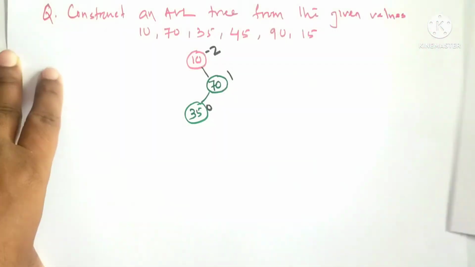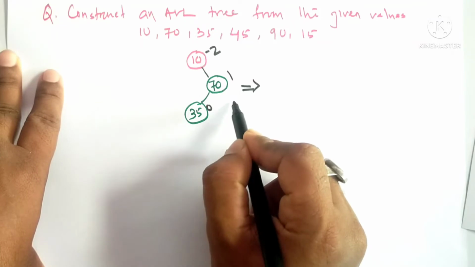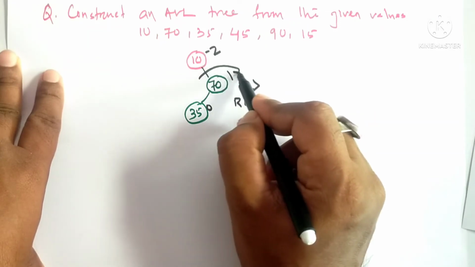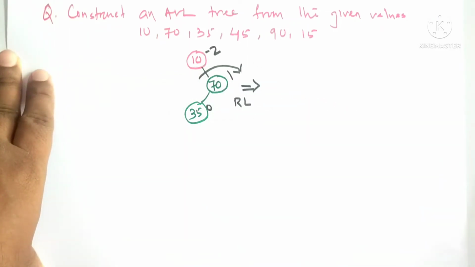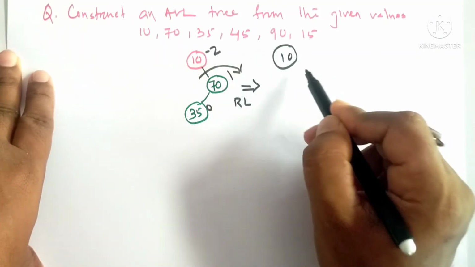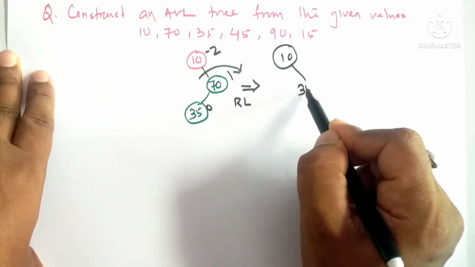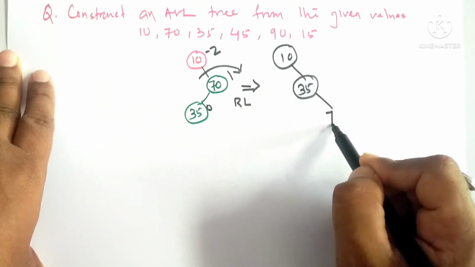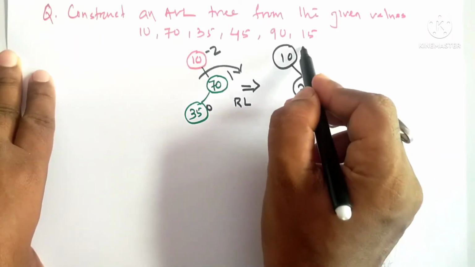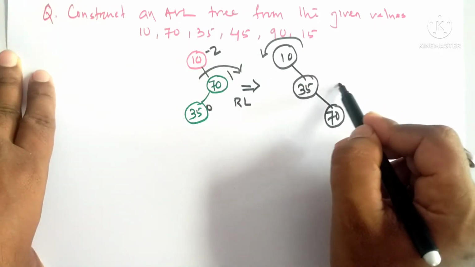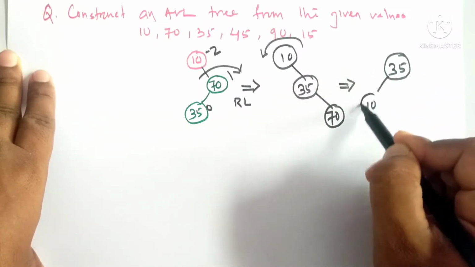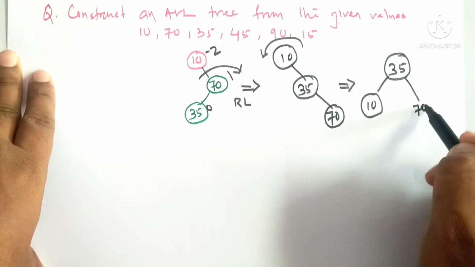Since it is a non-AVL tree, we have to apply the RL rotation. In RL rotation, first you have to apply the clockwise rotation at the 70. So here is 10, then 35 goes to the place of 70, then 70 comes here. Once the first rotation is over, we apply the second rotation at the critical node. Then 35 comes here, 10 comes here, and 70 goes to the place of 35.